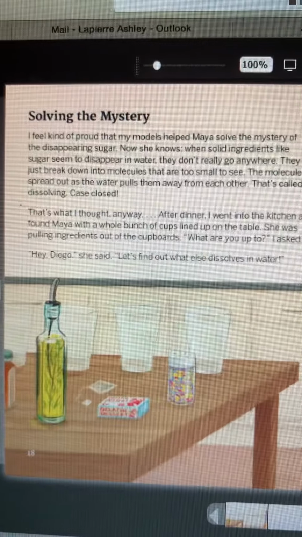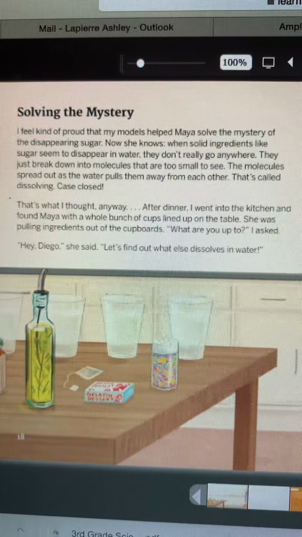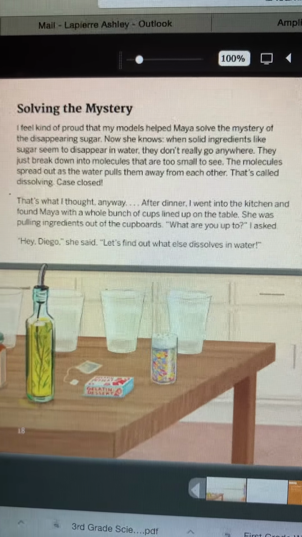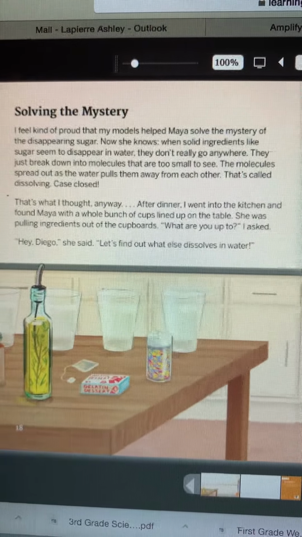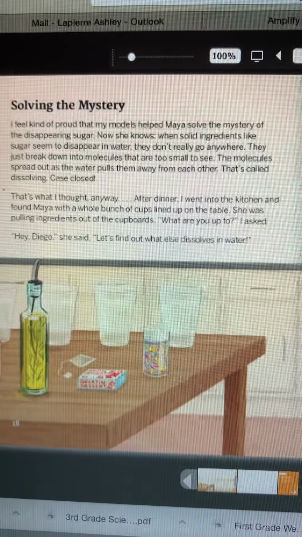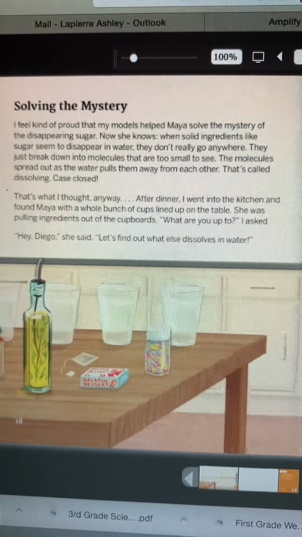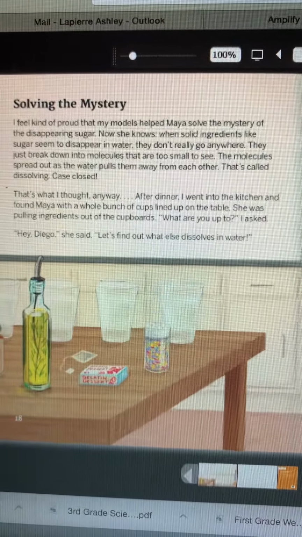Solving the mystery. I feel kind of proud that my models helped Maya solve the mystery of the disappearing sugar. Now she knows when solid ingredients like sugar disappear in water, they don't go anywhere. They break down into molecules that are too small to see. The molecules spread out in the water as the water pulls them away from each other. This is dissolving. Case closed. That's what I thought anyway.